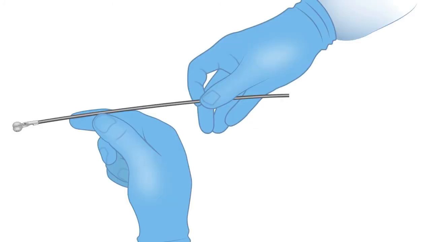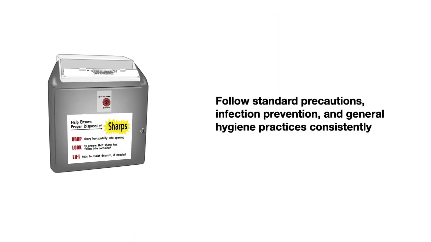How about dealing with the sharps? Forceps do have a spike, so the assistant should take precautions in closing the forceps before handing it over to the endoscopist. And finally, after you use a needle or a knife, you want to follow standard precautions, proper infection prevention, and general hygiene practices in disposing of the sharps.